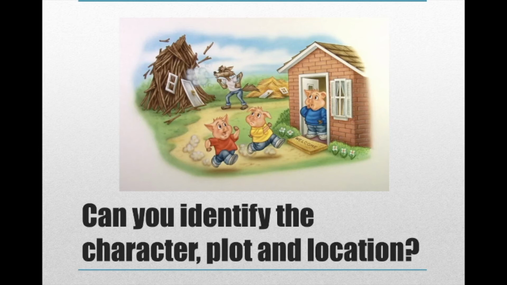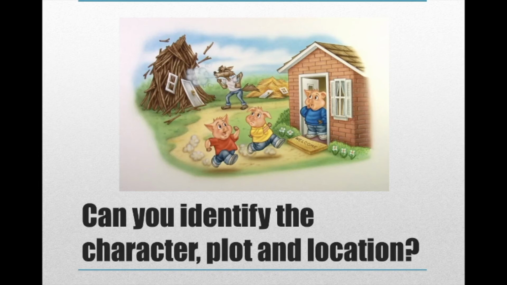Plot. The Three Little Pigs are trying to escape from being eaten. They each build a house. One makes a house out of straw, but the wolf blows it down. One makes a house out of wood, but that wolf blows it down. And the last makes a house out of brick, and they are safe. Location, well, you might say the woods, you might say a field. You might say that each of those three houses are its own location.